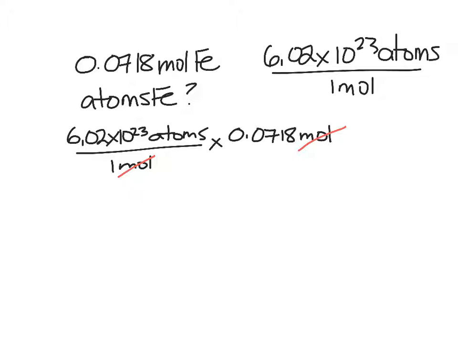So it's 6.02 times 10 to the 23 times 0.0718 divided by 1. I got 4.32 times 10 to the 5. So what did you get? 4.32 times 10 to the power of 22. 22? Yeah. Just write Fe after. Okay.